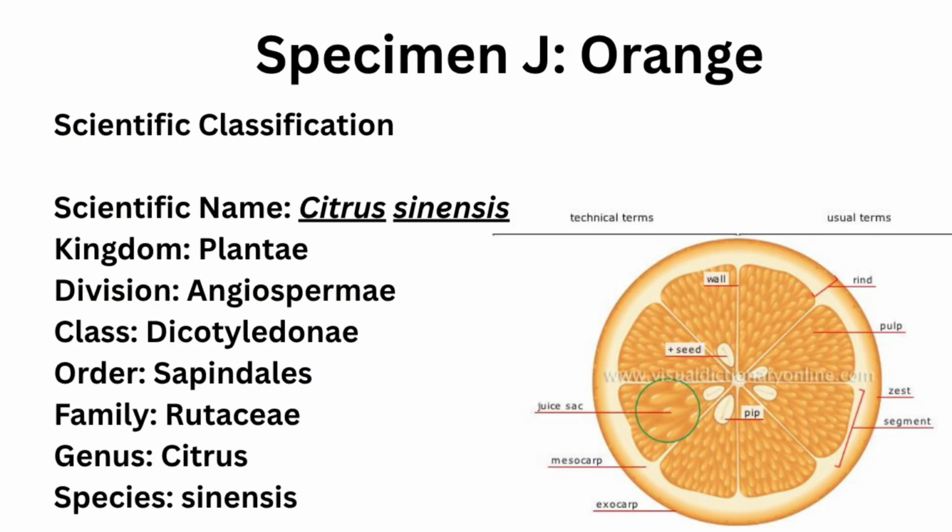Specimen J, orange fruit. It's not a new specimen. The scientific name is Citrus sinensis, and the scientific classification, you can see on your screen. Kingdom Plantae, it is under division Angiospermae, and so on.